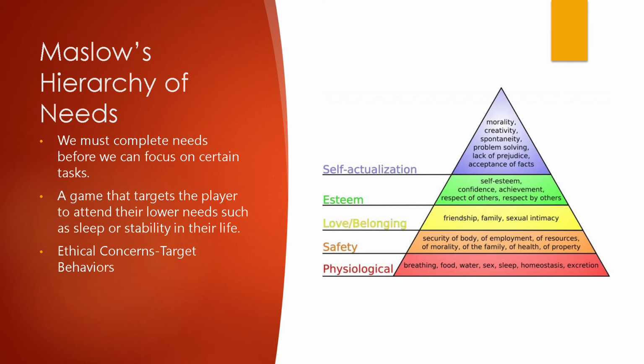So the first theory is Maslow's Hierarchy of Needs. It is basically that we need to complete certain needs before we can focus on certain tasks. For example, if you were at a job and you haven't slept for 2 days, which is a mandatory need, your productivity may be off. You may not be able to accomplish as much work as you want to. You may not be successful in your work in general. You may make a lot of mistakes in your work.